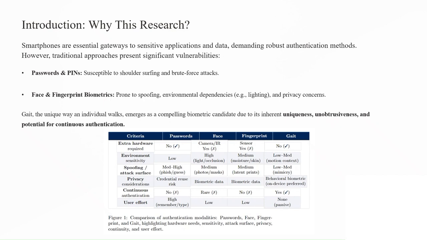The matrix below, figure 1, contrasts common modalities. Passwords need no hardware, but require higher user effort and are prone to phishing or guessing. Face and fingerprint are convenient but require hardware and are sensitive to environment or skin conditions. Both carry biometric privacy considerations. Gait uses built-in sensors, enables continuous passive checks with no extra user effort, and with on-device processing keeps privacy risks lower than server-side biometrics.